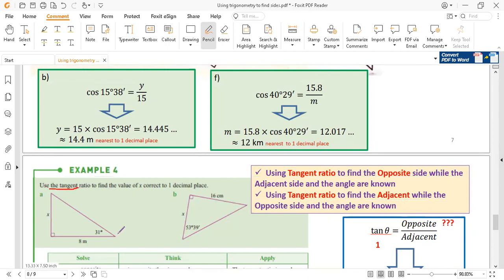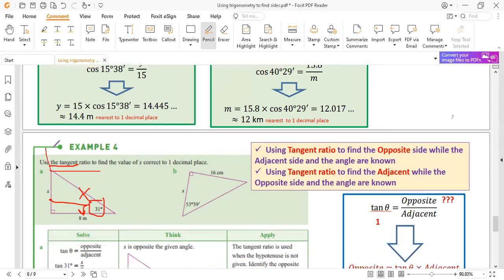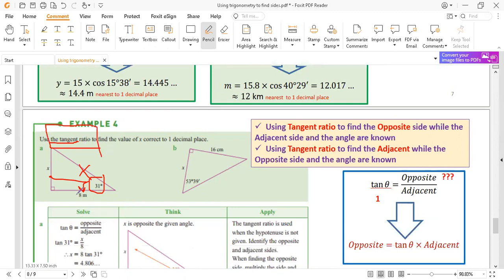What about tangent? First of all, we are working in a right-angled triangle. We have this angle. Which sides are involved? The opposite and the adjacent. We don't have any information about the hypotenuse, so we use the tangent ratio. Here the tangent of 31 equals x over 80, the opposite over the adjacent. How to find the opposite? Cross multiplication. So the opposite equals tangent times adjacent.